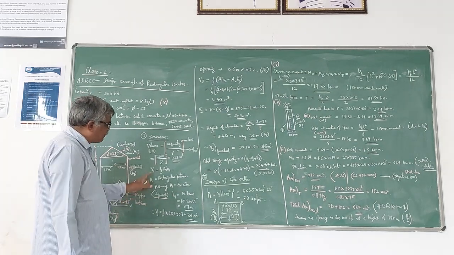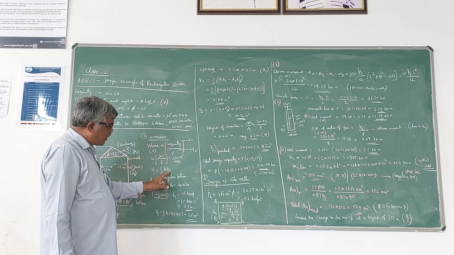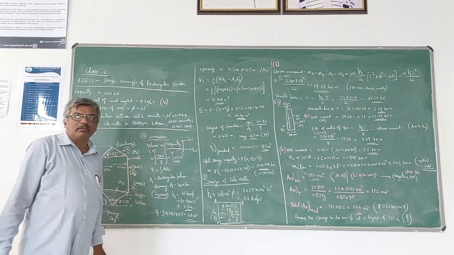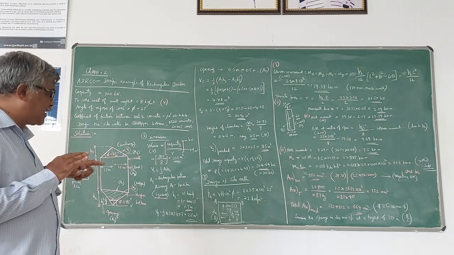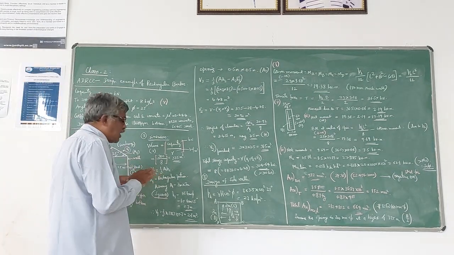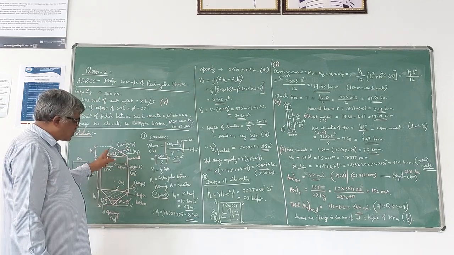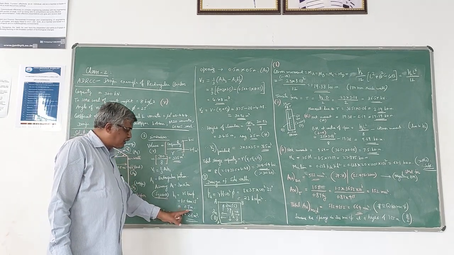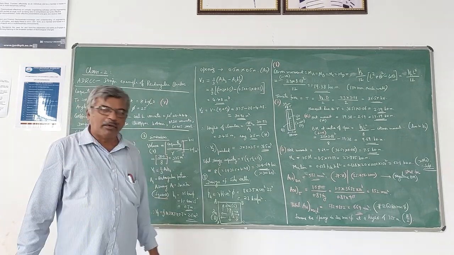Now if you substitute the value here, V1 will be 1 by 3 into 3 into 3 into 0.7, which is 2.1 meter cube. So I have assumed the rectangular plan area of the bunker, and assuming it as a square bunker, you got the value of H1 as 0.7 meter, and the corresponding volume V1 becomes 2.1 meter cube.